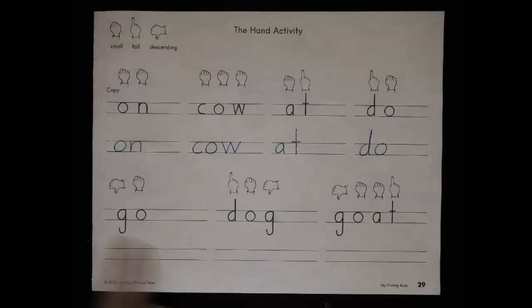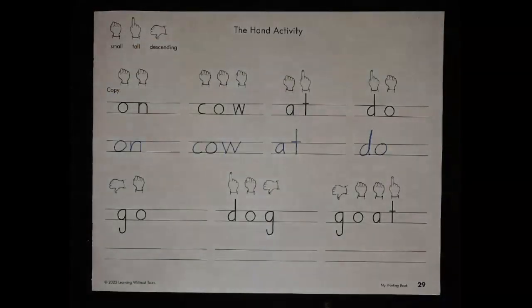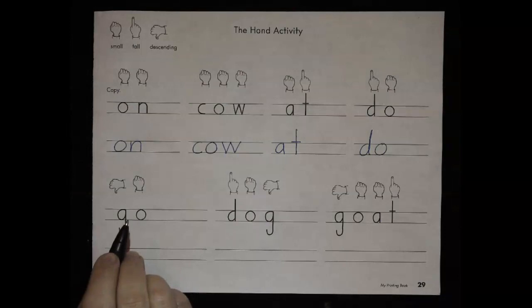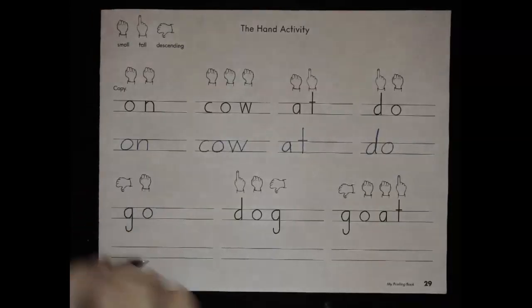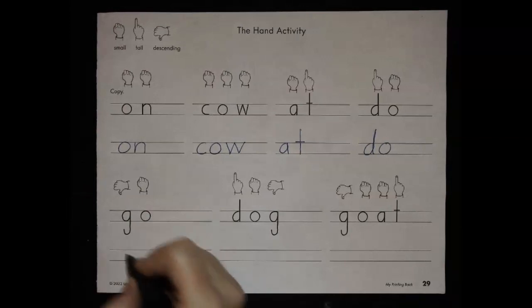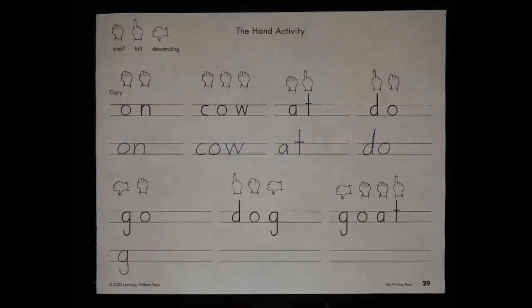All right, let's look at the word. Oh, we know this one. Go. G is a, that's right, a thumbs down. It's a descending letter. It goes below the line. So G goes below. What about the letter O? That's right, small letter. It stays in the lines. Let's write that word go. Start with your C. Bump up to the middle. Straight line down and make a tail. Curve up. G. And then an O.